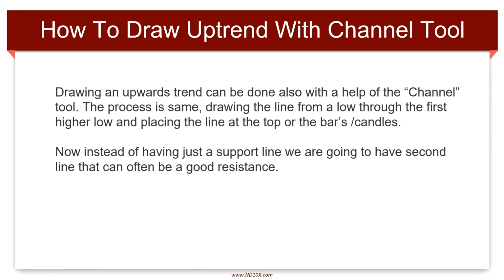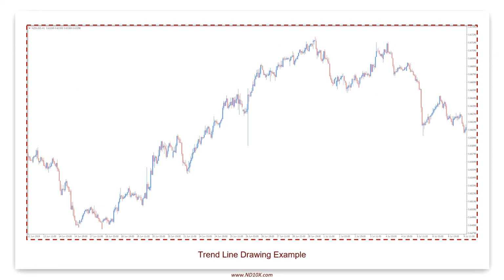Drawing an upwards trend can be done also with the help of the channel tool. The process is the same. Drawing the line from a low through the first higher low and placing the line at the top of the bars or candles. Now, instead of having just a support line, we are going to have a second line that can often be a good resistance.